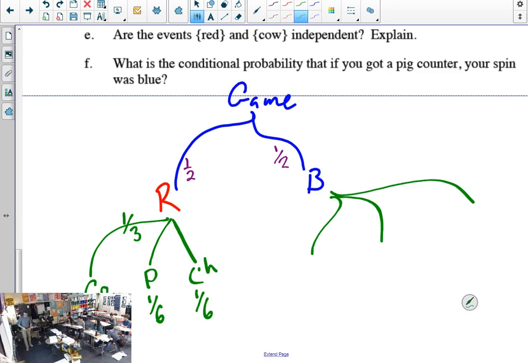Cows, pigs, and chickens, right? So cow, pig, chicken. Alright, so what's cows? They say if the spinner lands on blue, the player reads in the blue box. So there's a 1/10 chance of getting a cow, a 2/5 chance of getting a pig, and a 1/2 chance of a chicken.